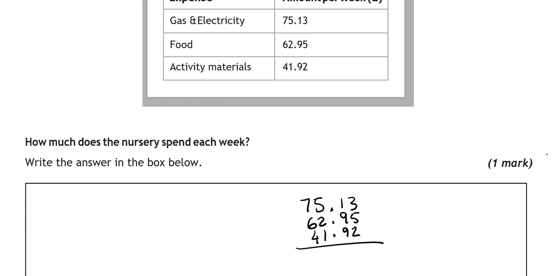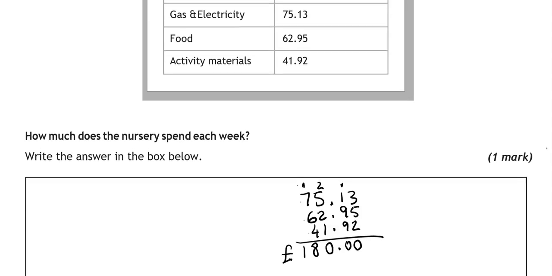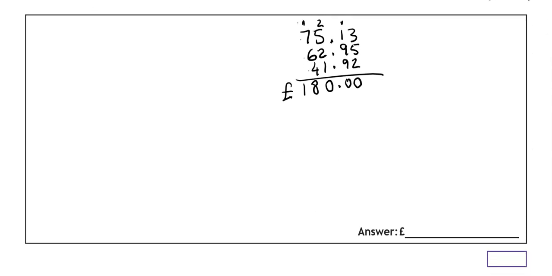So 3 and 5 is 8, and the 2 is 10. 1 and 9 is 10, and 1 and 9 is 10, so 20. 5 and 2 is 7, and 2 is 9, and the 1 is 10. 6 and 4 is 10, 17, 18. So that's £180 in total.